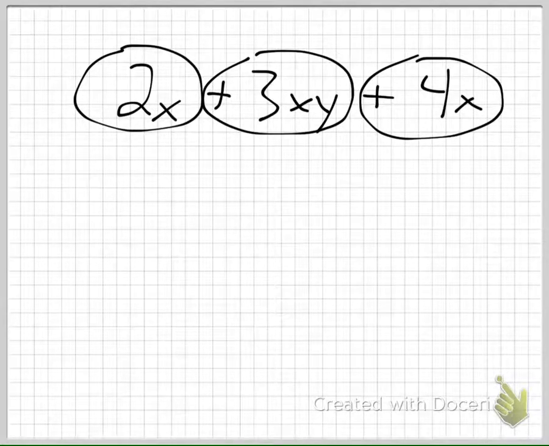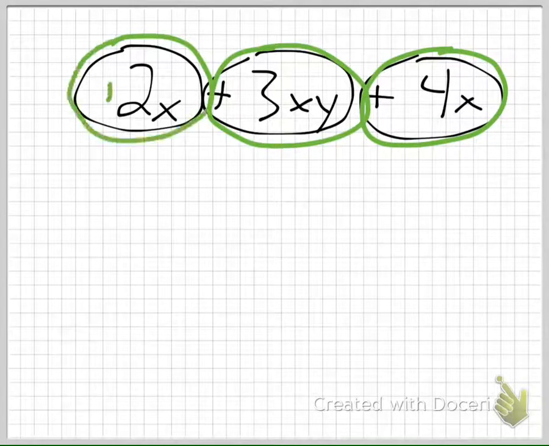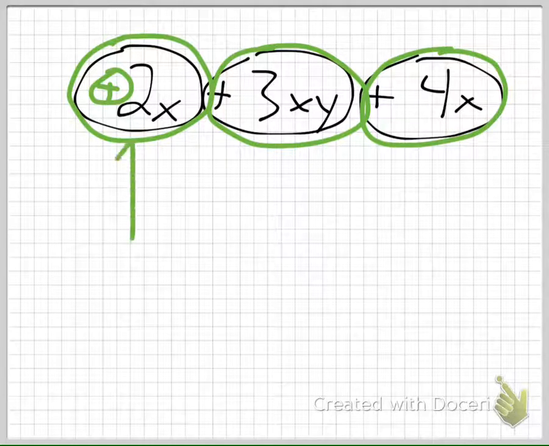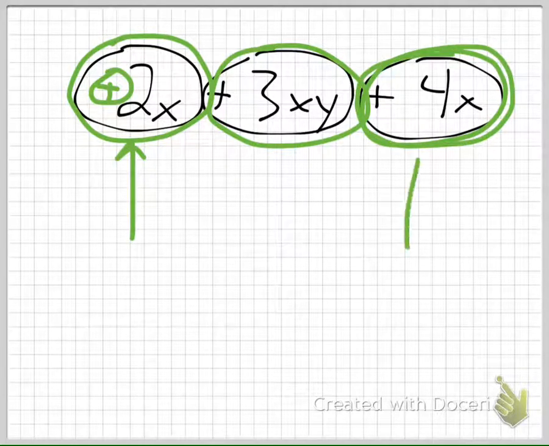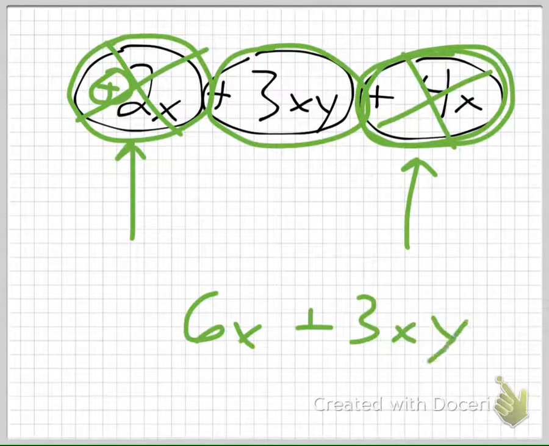On your paper, when you have it like this, I want you to draw these circles here. I want you to see that everybody has their own little sign in front of each one. Then you can combine the terms that are alike. So I can go 2x, and I'm adding a plus 4x. What is 2x plus 4x? That's 6x, and they're gone now. That leaves me with plus 3xy. Does that make sense? I combined the like terms.